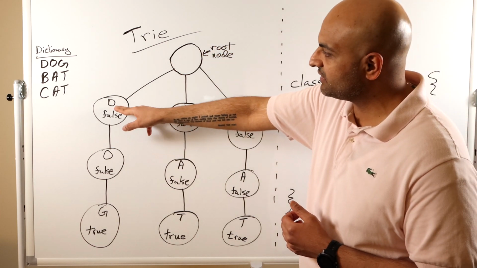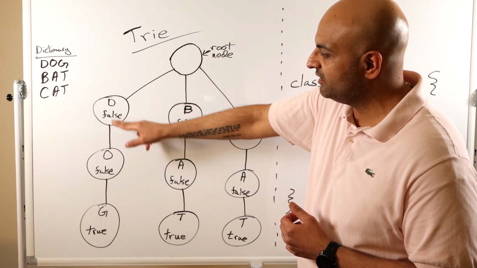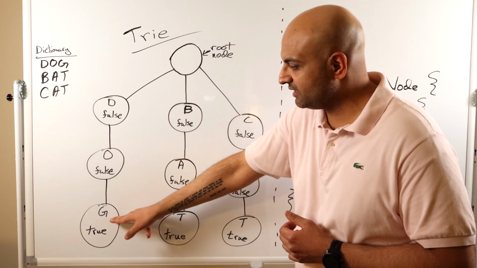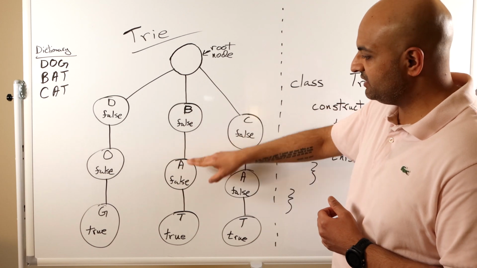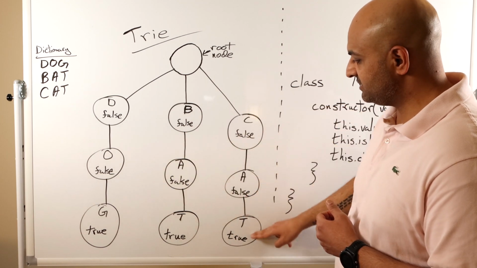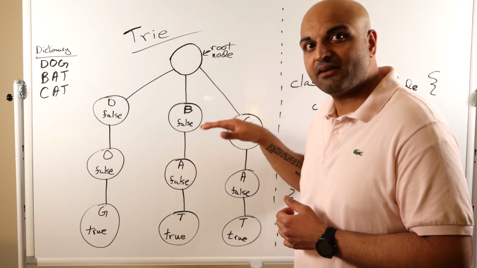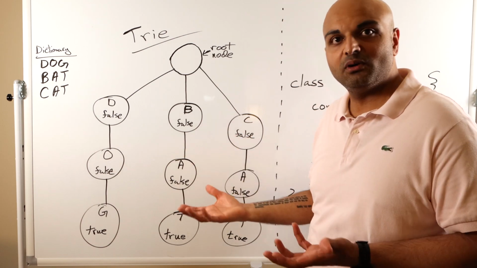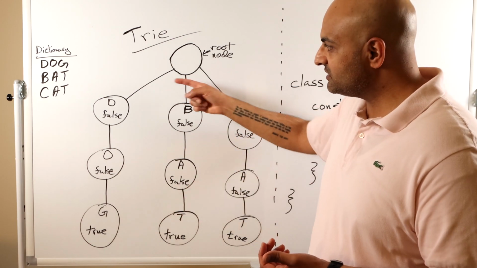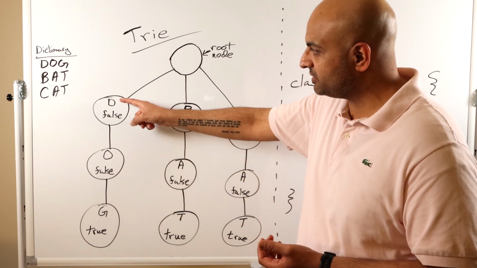So here you can see I've got one node off the root node with D, and then it has an O child and a G, and here I have B, A, T, and C, A, T. Now each of these nodes can have up to 26 different children, one for each letter of the alphabet. And so you can see how you're walking through here to complete words.